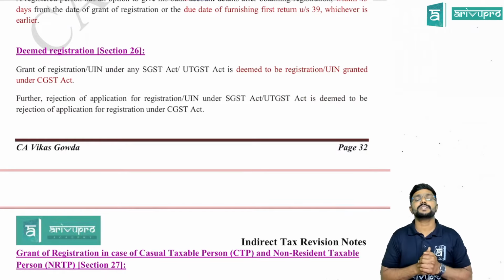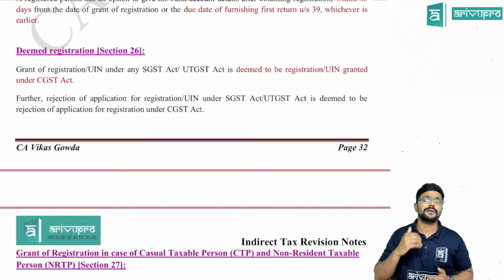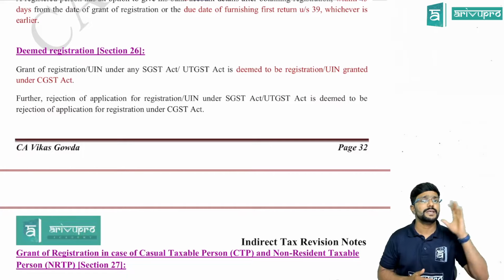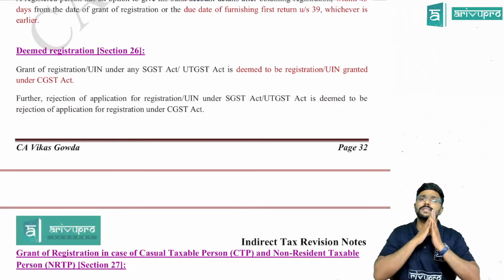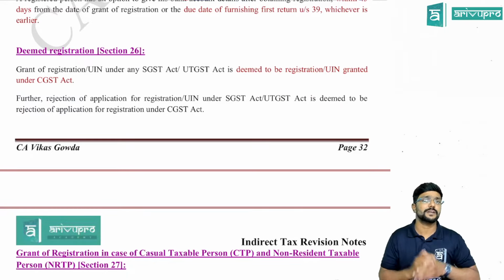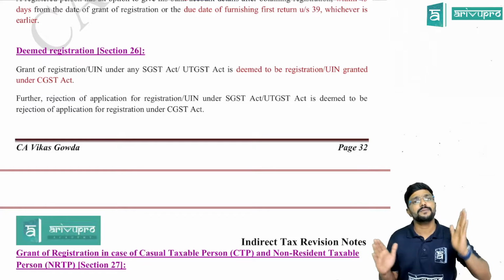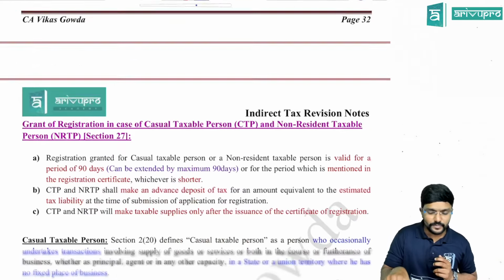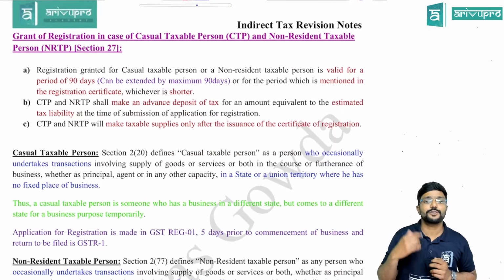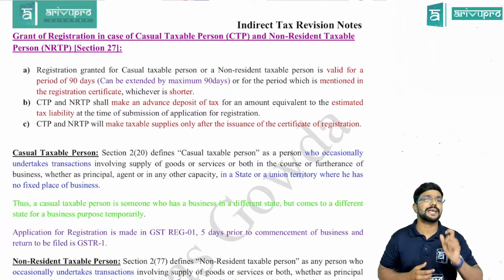Then coming to deemed registration under section 26. Whenever I have taken the registration under any respective SGST or UTGST Act, it is deemed registration under the CGST Act. Or if my application is rejected under any SGST Act or UTGST Act, then it is deemed rejection even under the CGST Act.